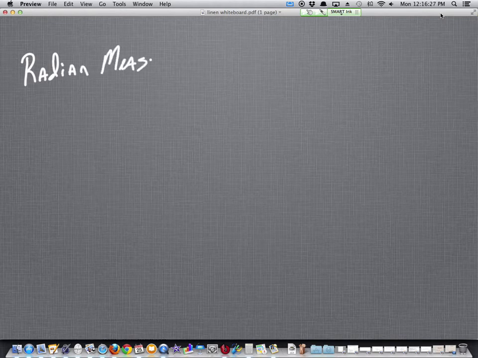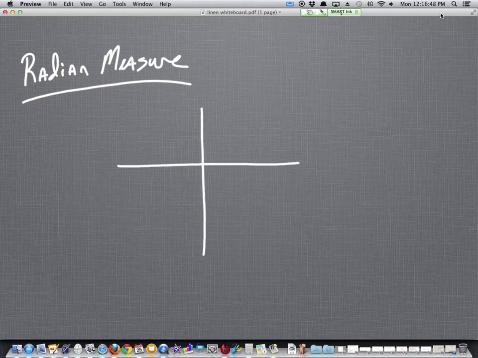All right. So first thing we want to talk about is radian measure. So far we've looked at measuring an angle using degrees. Now we want to look at measuring an angle using radian measure. There are two things that factor into an angle when it's being measured with radian measure: the radius and the arc length.